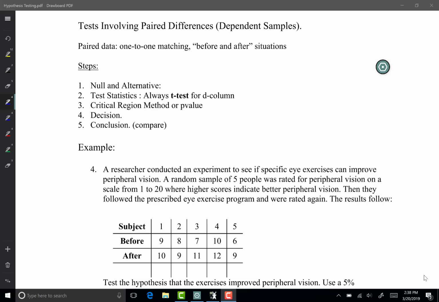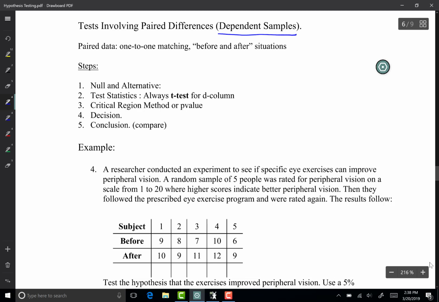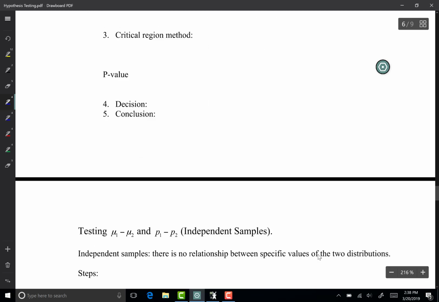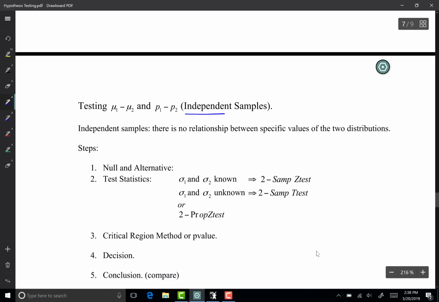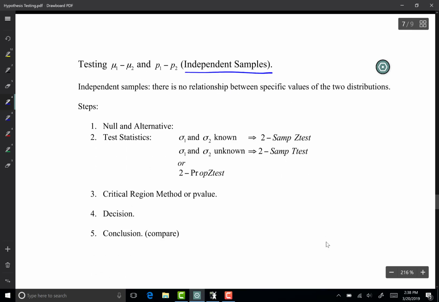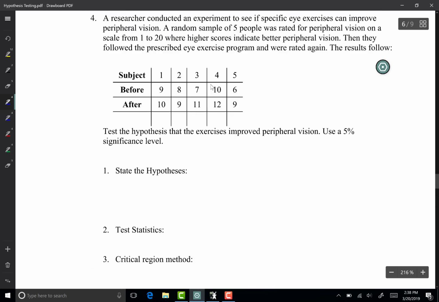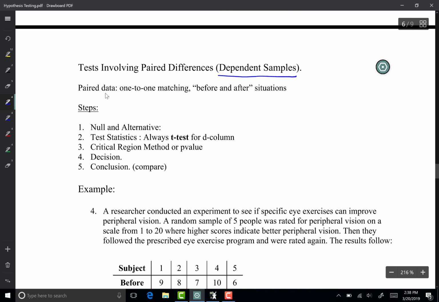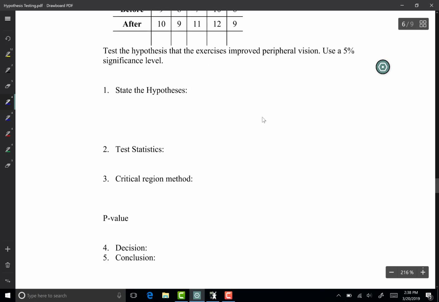When we're dealing with two samples in hypothesis testing, we have two situations. We can have two samples that are dependent samples, or our two samples can be what are called independent samples. So we're first going to look at the independent samples. When we have independent samples, it just means there's no relationship between the values of the two distributions, whereas with dependent samples, there is a relationship. Oftentimes it's a before and after situation.